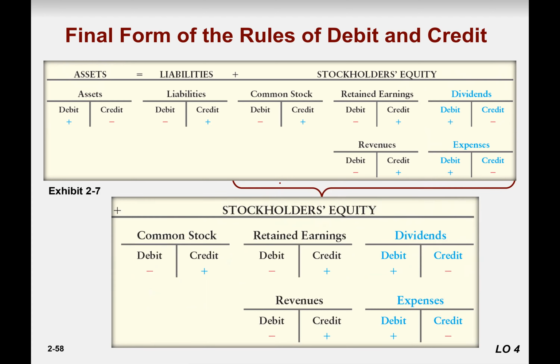So this is a bigger picture here on the downside. If stockholder equity increases, credit, retained earnings increase, credit, revenue increase, credit. If common stock decreases, debit, retained earnings decrease, debit, revenue decrease, debit. But there are exceptions with the dividend and expenses. If expenses decrease, we call it credit. If dividend decreases, we call it credit. If dividend increases, we call it debit. If expenses increase, we call it debit.